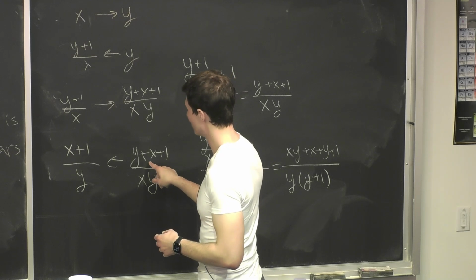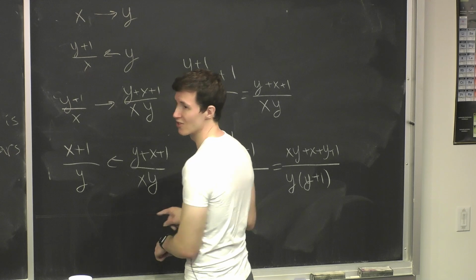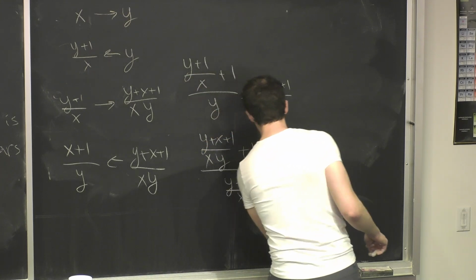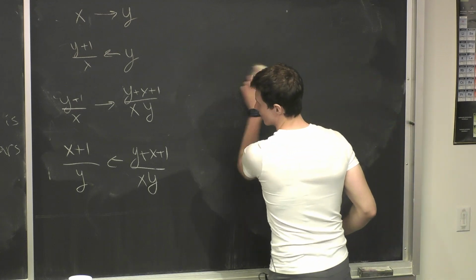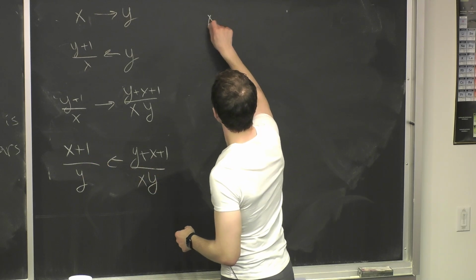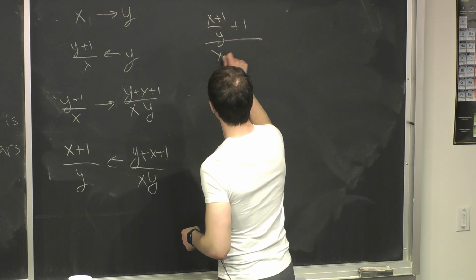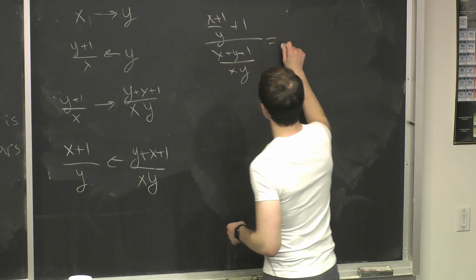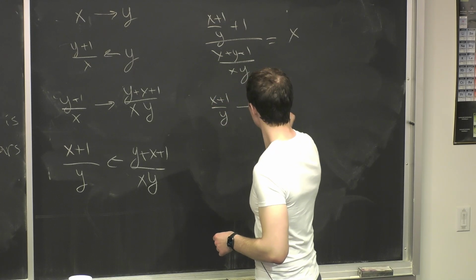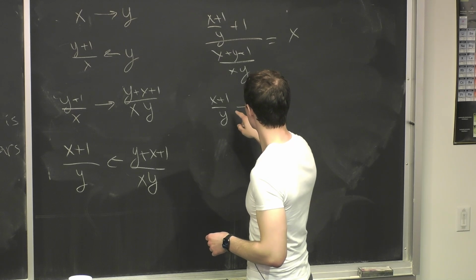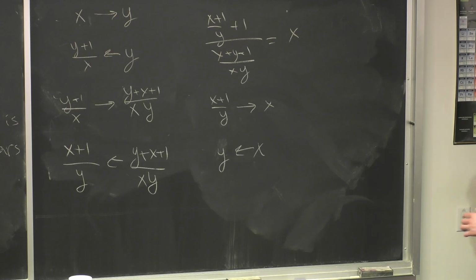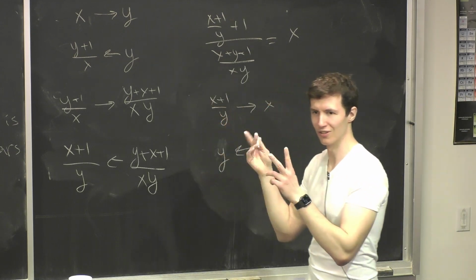And now I mutate here. This thing plus 1 divided by this, you get x plus 1 over y plus 1 divided by x plus y plus 1 over xy. This is equal to x. So the next seed is going to be x plus 1 over y, and the next one is going to be x plus 1 divided by this, which is y. So I do get back to my initial seed, kind of reflected.